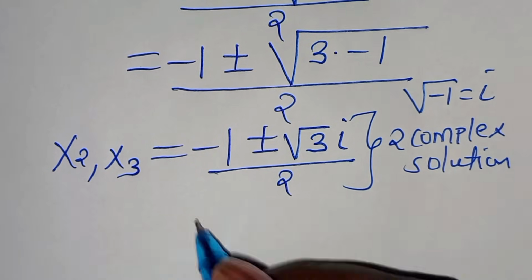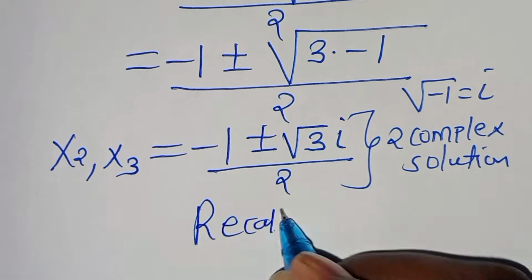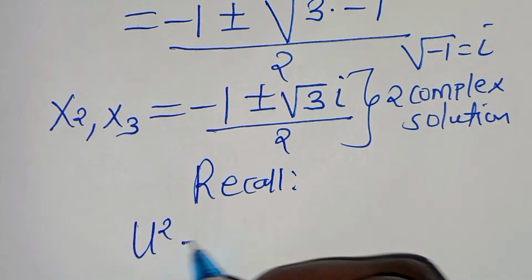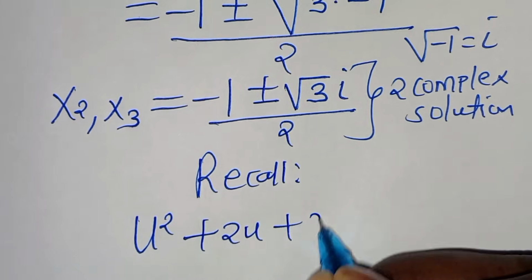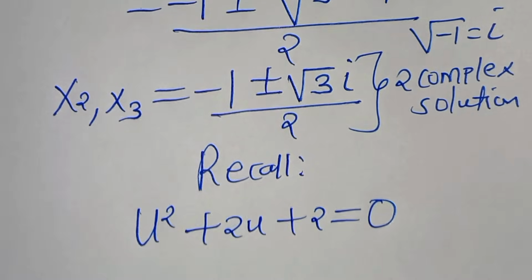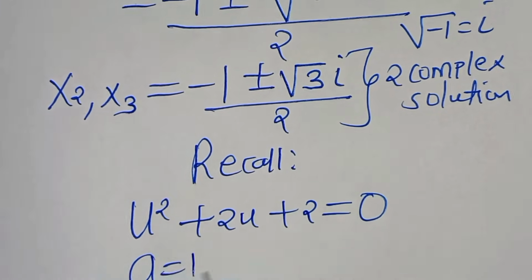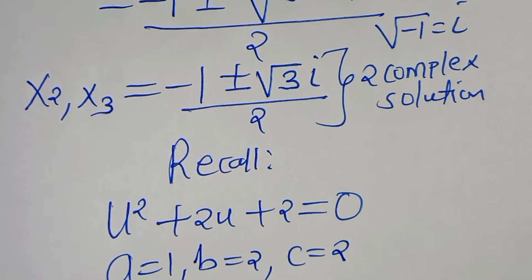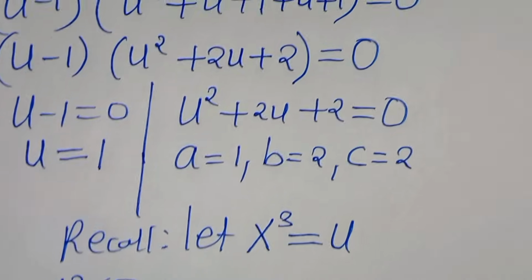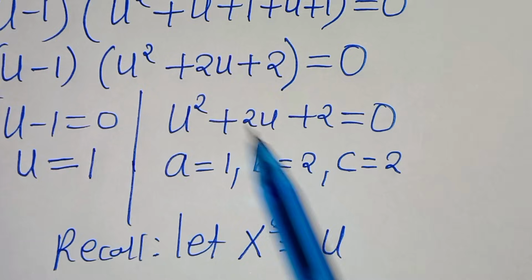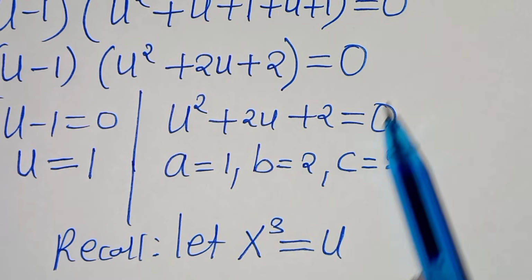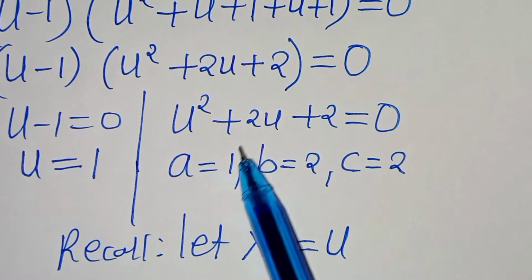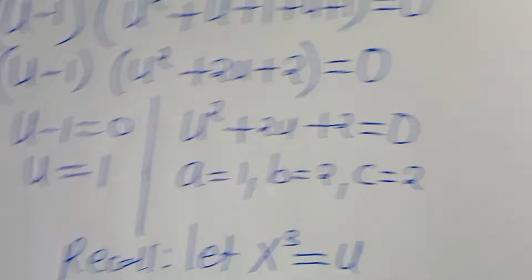Now, again, if you recall, we have the second part, which is u to the power of 2 plus 2u plus 2. This is equal to 0, where we have a is equal to 1, b is equal to 2, and c is equal to 2. So we have the second part here, u to the power of 2 plus 2u plus 2, this is equal to 0. So let's solve for other values of u, and then we solve for the other values of x.